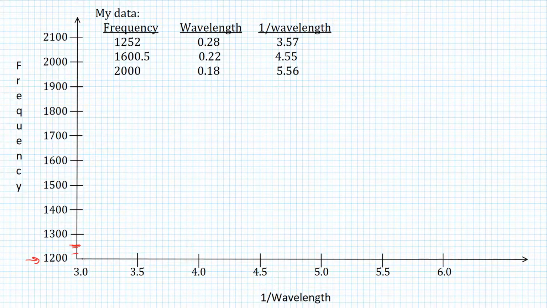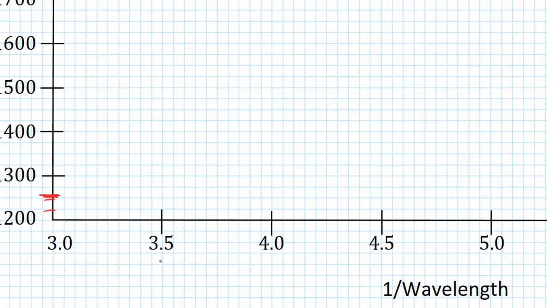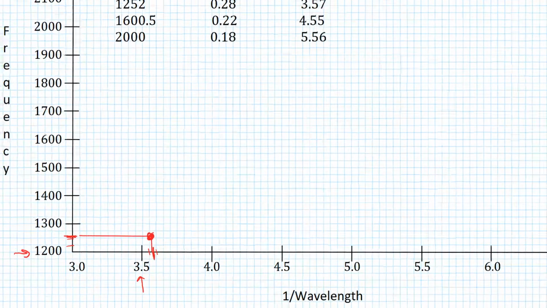And I look for my 1 over my wavelength is 3.57. I know 3.5 is here. The next line over is 3.55 and then 3.6. So it's going to be right down the middle there. And now I look for the point where those two lines intersect, and I plot my point where they intersect. So there's my first point, and now I'm ready to plot my second point.